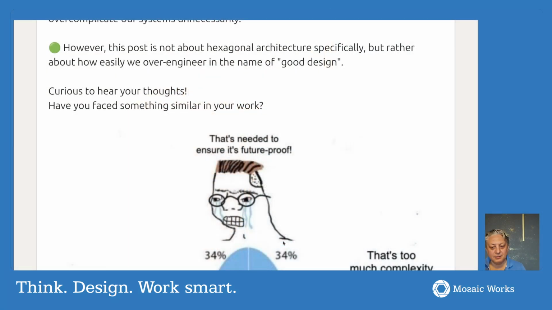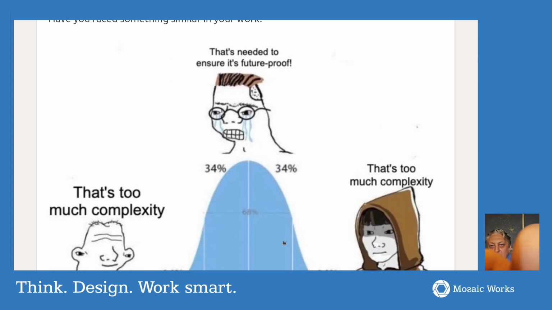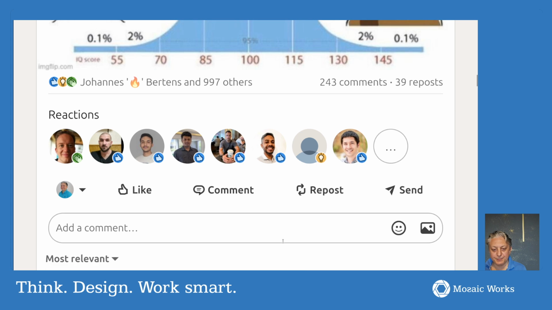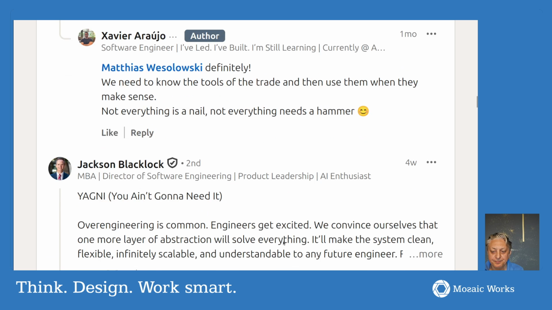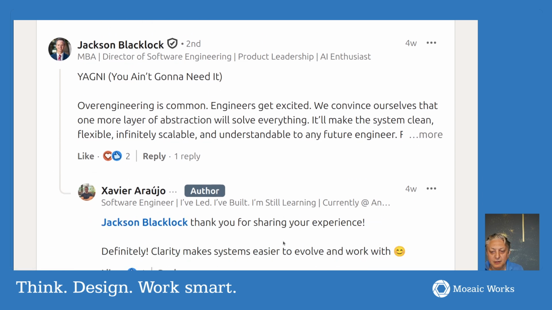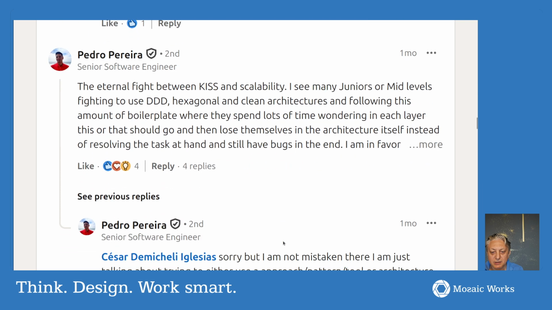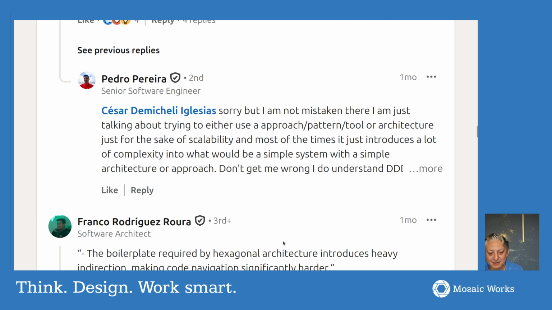Let's look a bit at the comments. I think I saw a few comments. It's good to have patterns, styles, and methodologies at hand, but in software engineering, you need to understand when to apply what. There is never a one-size-fits-all approach. Yeah. You ain't gonna need it. The eternal fight between cost and scalability. Yeah.